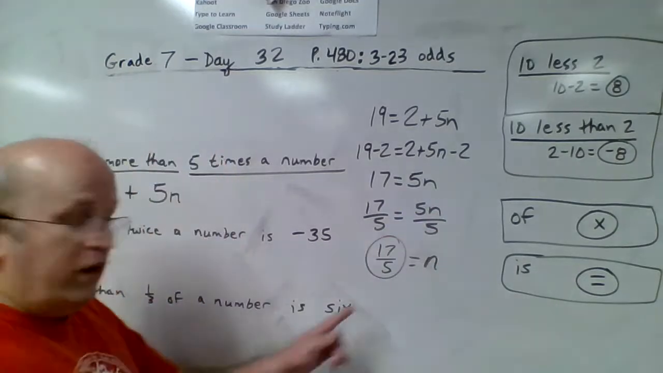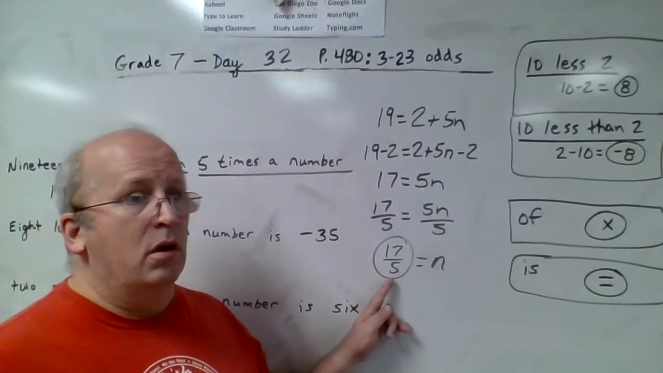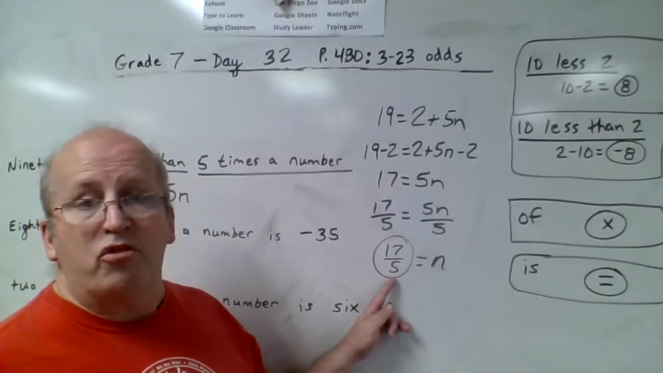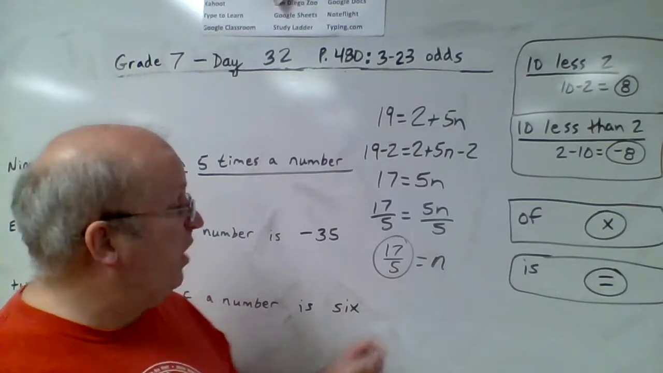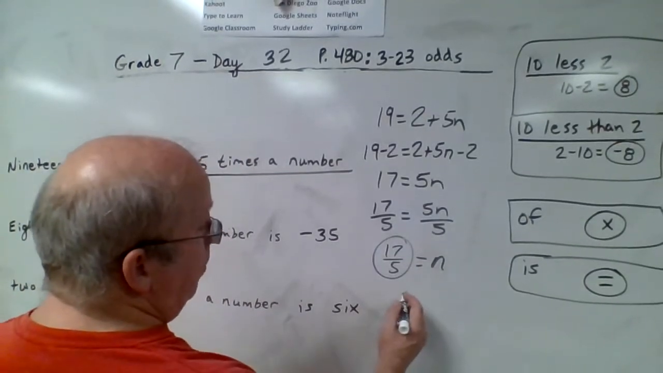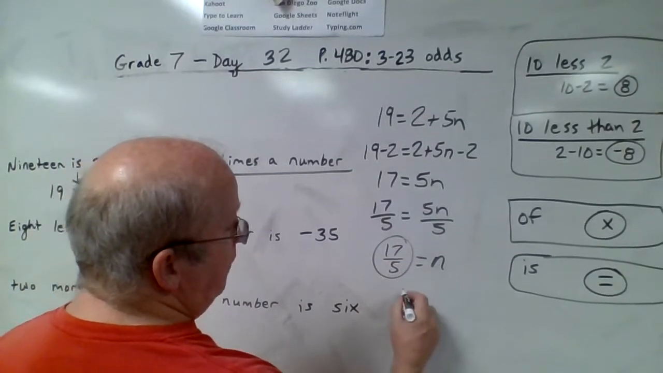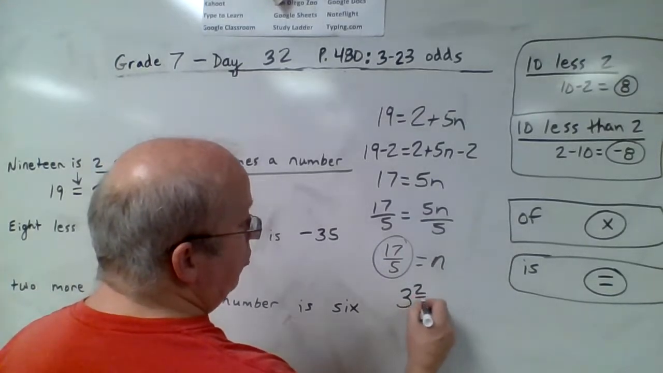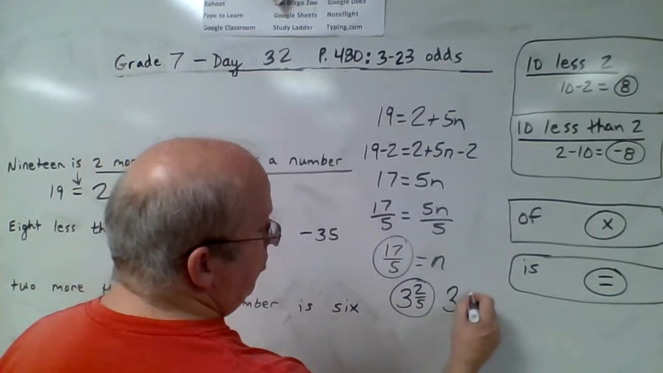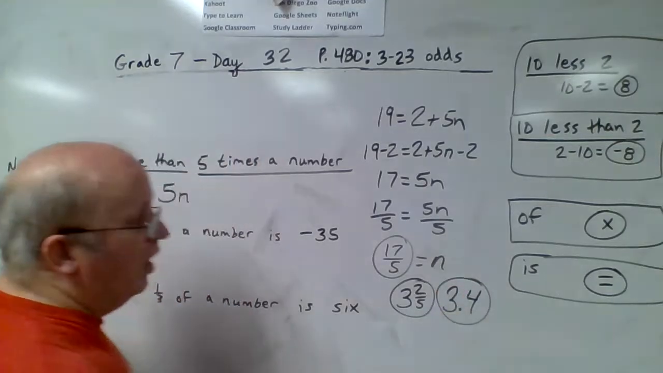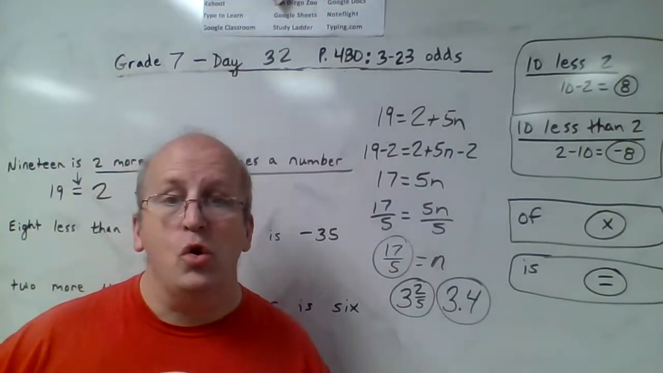Now, this realistically could be the answer. But we could also change it into a mixed number. We could also change it into a decimal. What's the mixed number form of this? 17 divided by 5 is 3 2/5. That would be an acceptable answer. Or the decimal version 3.4. Any of those would be the value of n.